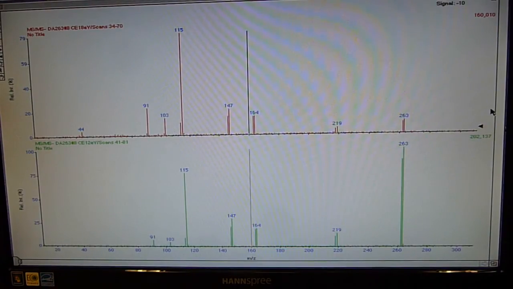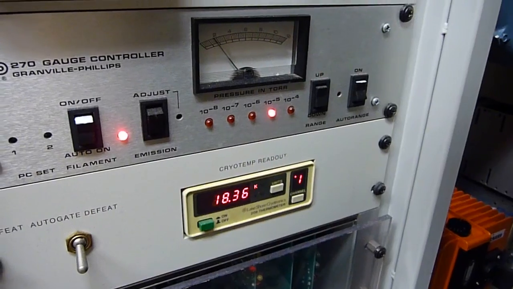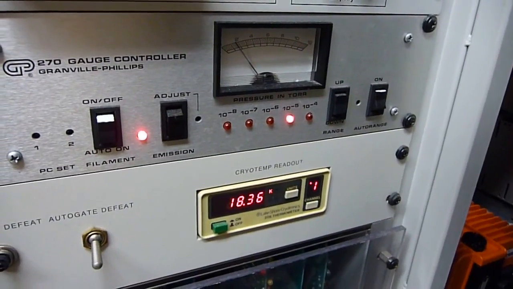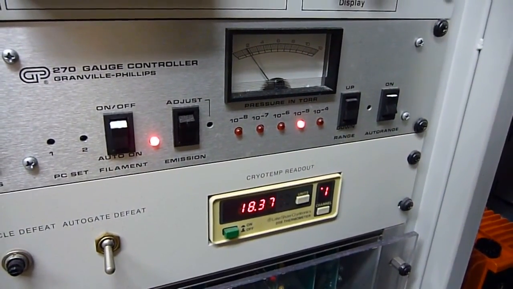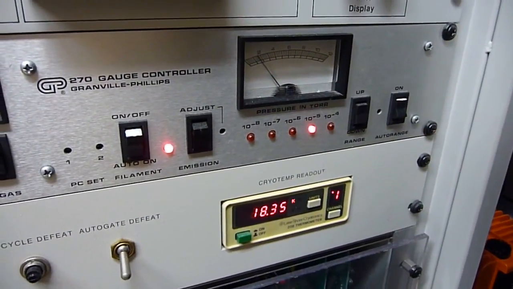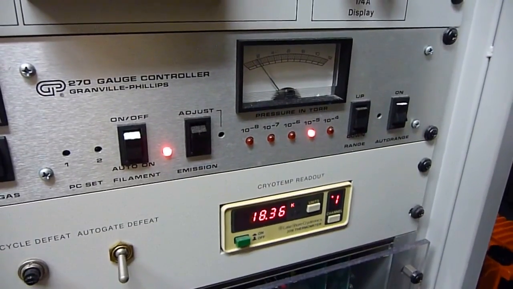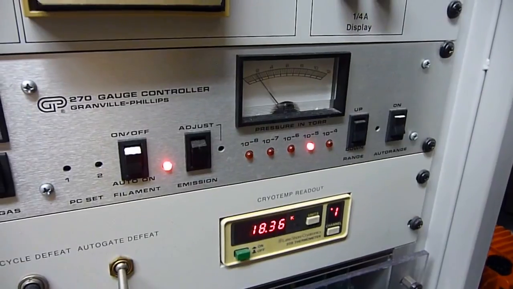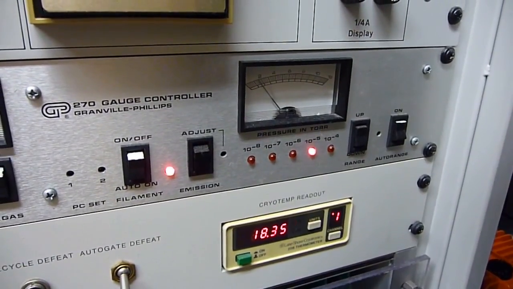Alright, so our choices were valine-phenylalanine or phenylalanine-valine, and this indicates that phenylalanine is in the C-terminus, so it's the valine phenylalanine dipeptide. And this is the temperature and vacuum as it's done collecting the data. As you can see, when it's operational, the temperature is about 2 degrees higher than when it's blocked off and pumped down.